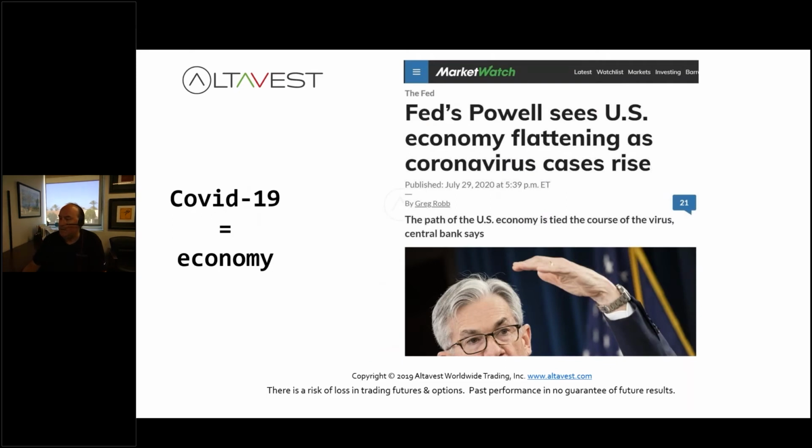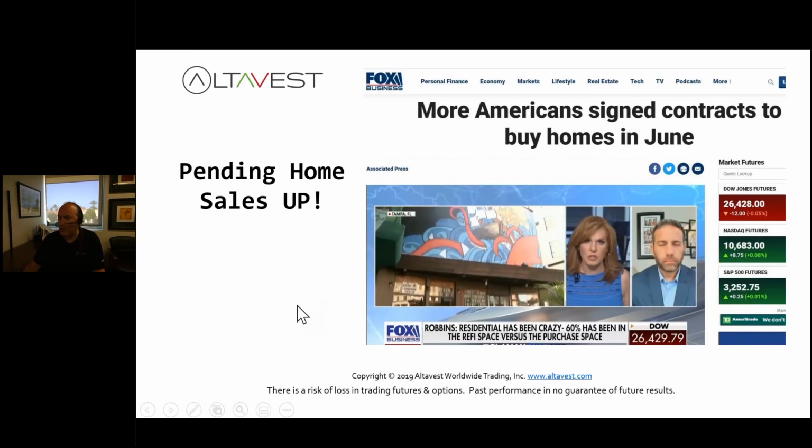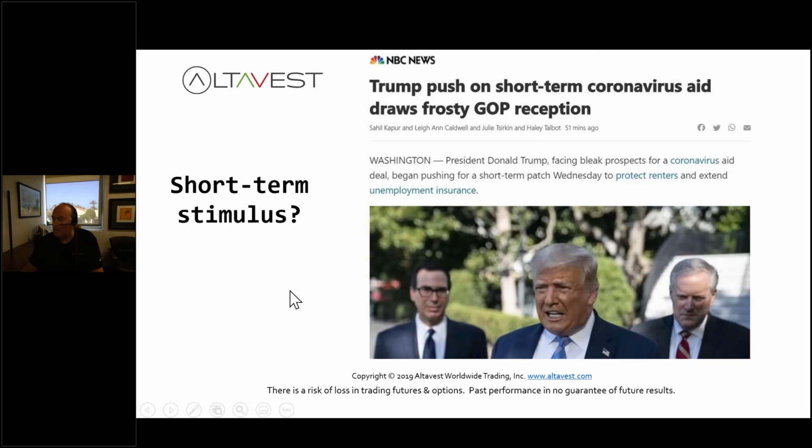Obviously, he kind of said what was obvious. The economy would be flattening as the COVID cases were increasing, so no surprise there. Pending home sales were up dramatically, actually. I guess there's 2 ways to look at that. Maybe a lot of pent-up demand. Congress is still wrangling over additional stimulus, so we'll see what happens there.